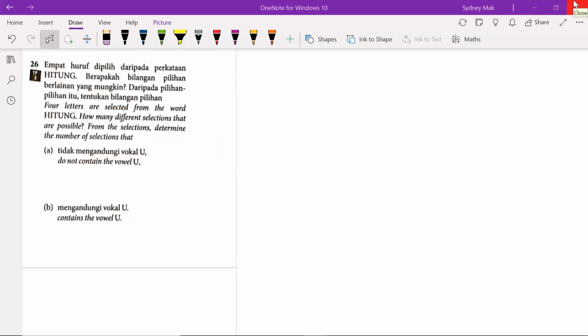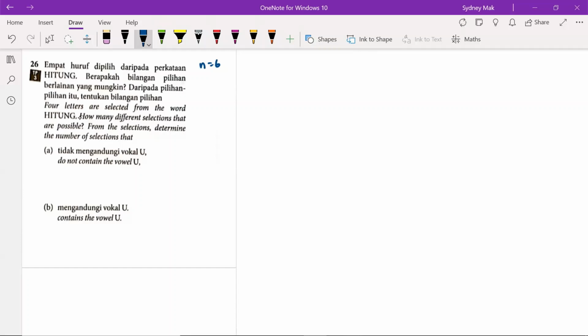Hi everyone, this is practice formative of chapter 4, question number 26. We have 4 letters that need to be selected from the word "hitung". How many letters are there? H, I, T, U, N, G, all are different letters. So we have 6 of them, so n equals 6.